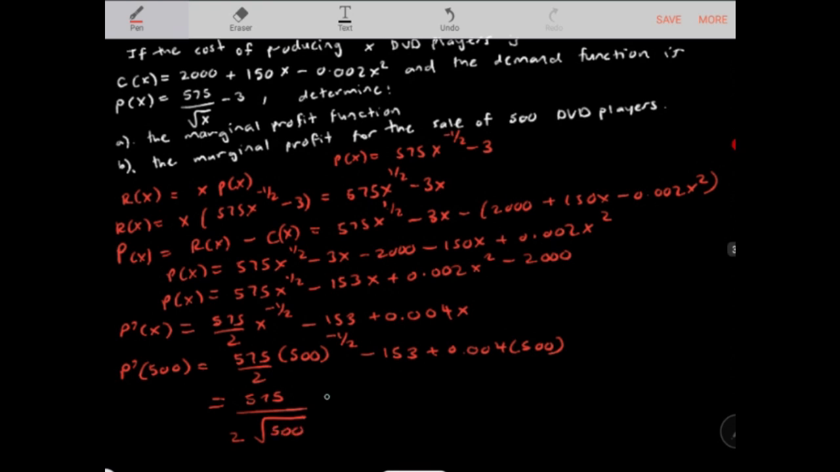If I crunch this out, you can try this yourselves. This is 575 over 2 times the square root of 500, because negative 1/2 is a reciprocal and the 1/2 is a square root, minus 153 plus 0.004 times 500. Plus 2, and if I crunch this out, I'm going to get negative 138.14. You can notice here that your marginal profit is negative. This tells us that the marginal cost is going to be greater than the marginal revenue, so it's a good idea for us to stop producing because we're basically at a loss.